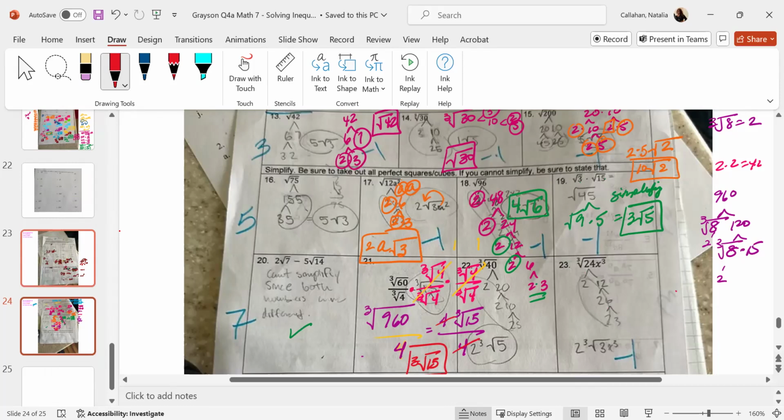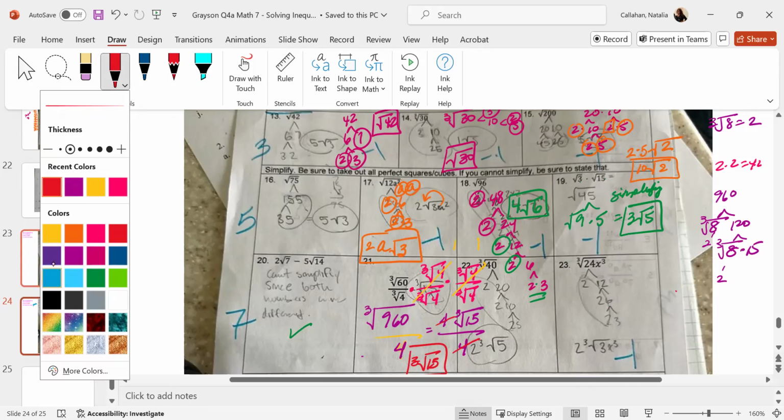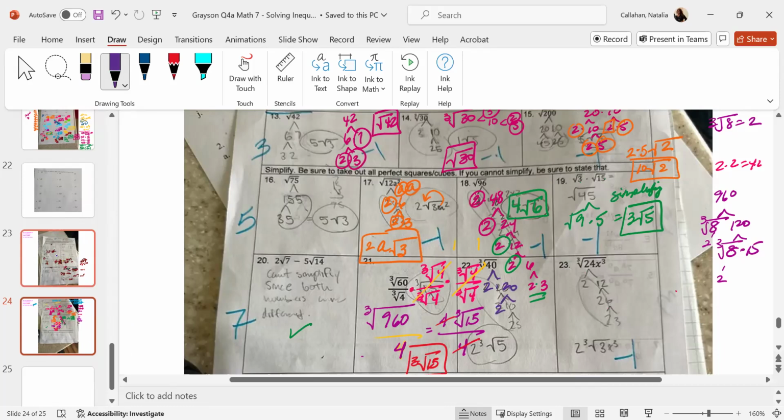Okay, well, all right, so let's go on to number 22, okay? Or number, oh yeah, 22. For number 22, it's a cube root 40, 2 times 20, 2 times 10, 2 times 5, right? 1, 2, 3. You could take that 2 out, but the 5 goes back inside. So that one is actually correct.